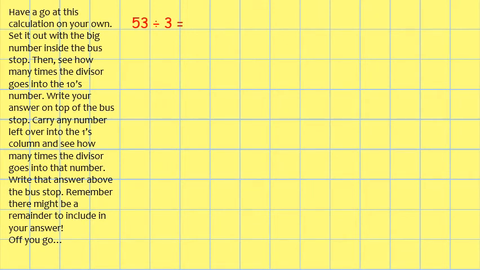Have a go at this calculation on your own. Set it out with the big number inside the bus stop. Then see how many times a divisor, the number outside the bus stop, goes into the tens number. Write your answer on top of the bus stop. Carry any number left over into the ones column and see how many times the divisor goes into that number. And write that answer above the bus stop. Remember, there might be a remainder to include in your answer. Off you go.